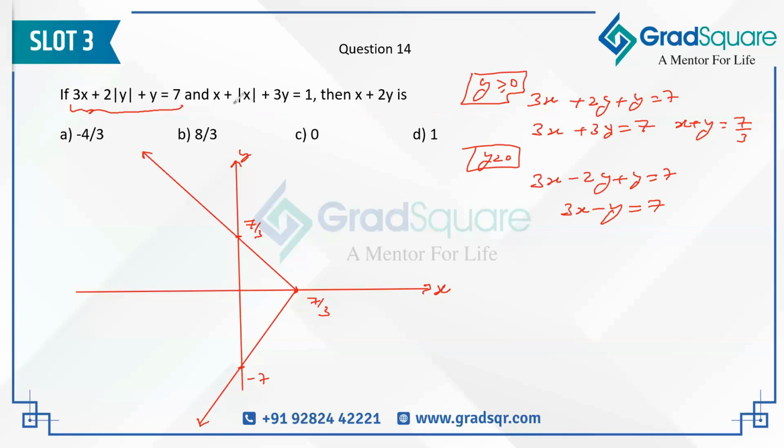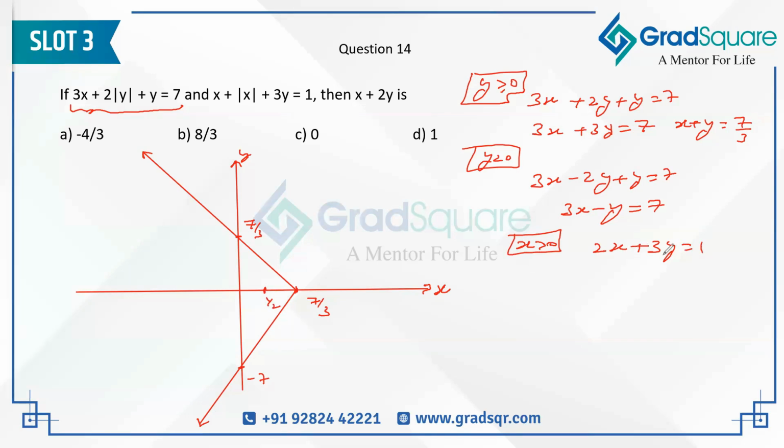What is the second equation? This has also got a mod of x. So if x is greater than 0, then it is going to be 2x + 3y = 1. Now put y as 0 in this, x will turn out to be 1/2, which is 0.5. Of course, it is going to be on this side. So this is going to be 1/2 that you are looking at.